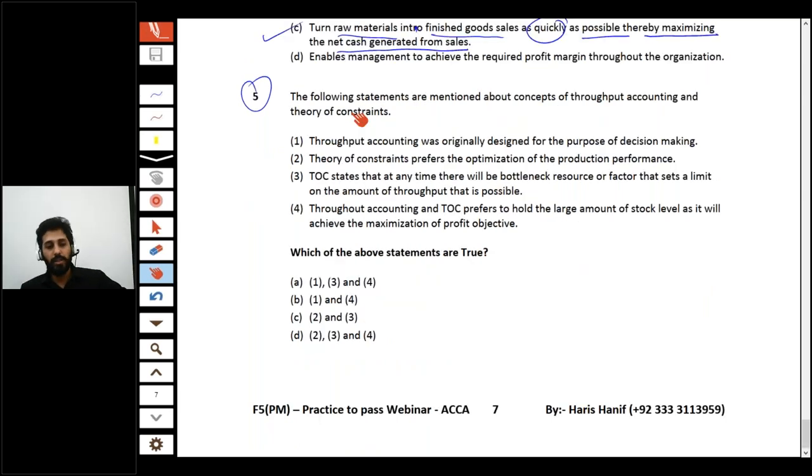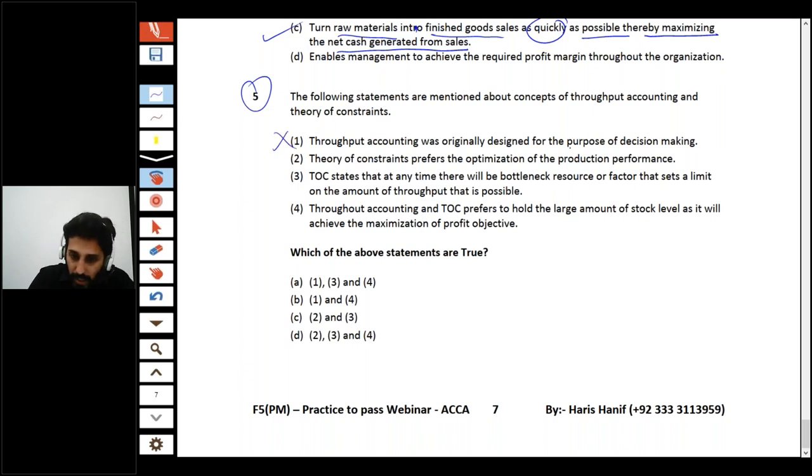Number five, please read all these four statements and try to mark the correct answer. Then I will be solving and explaining it. The following statements are mentioned about the concepts of throughput accounting and the theory of constraints. Number one, throughput accounting was originally designed for the purpose of decision making.